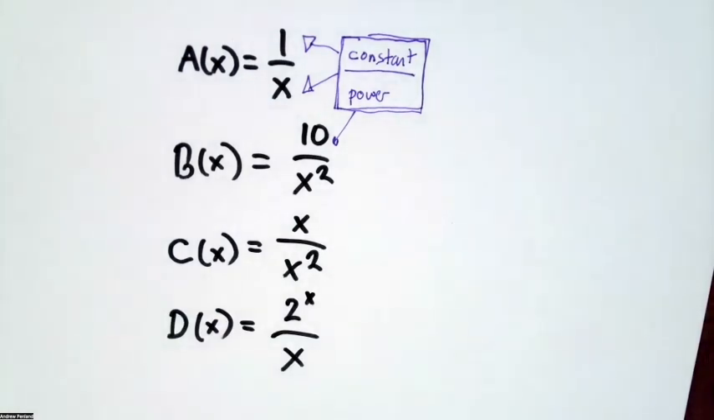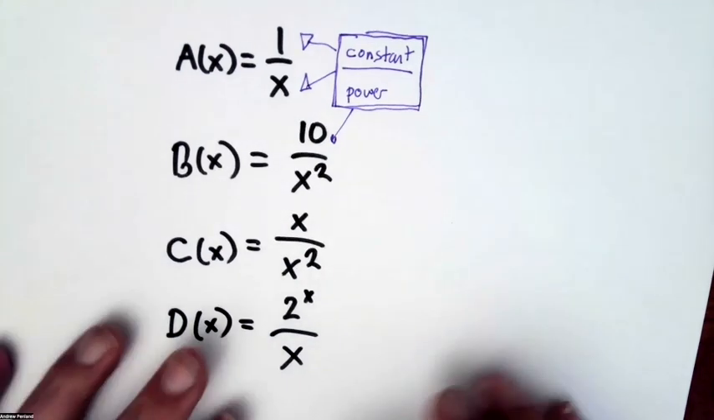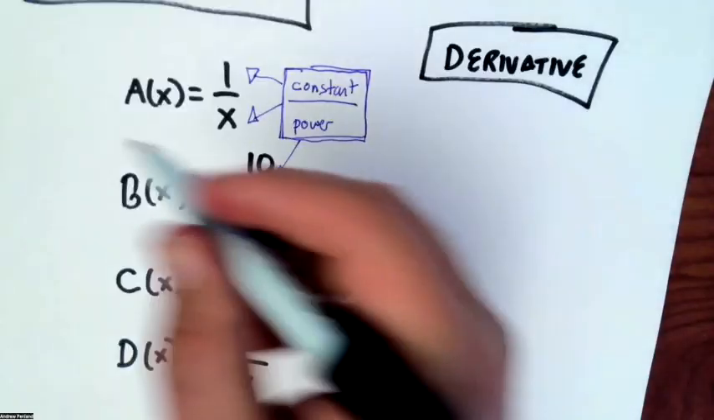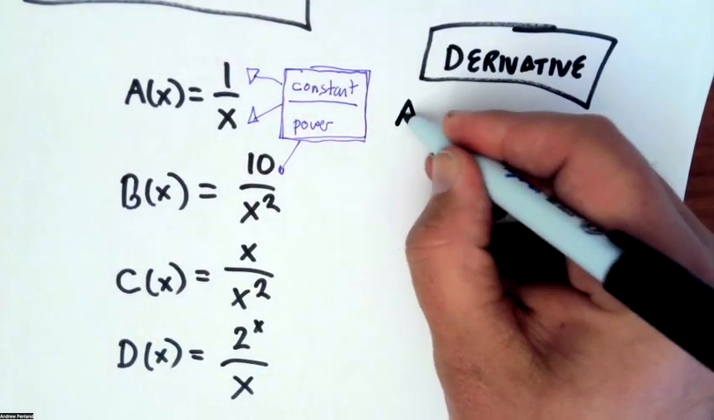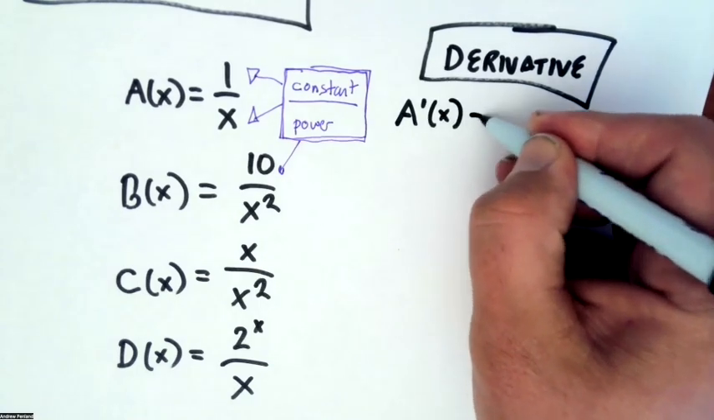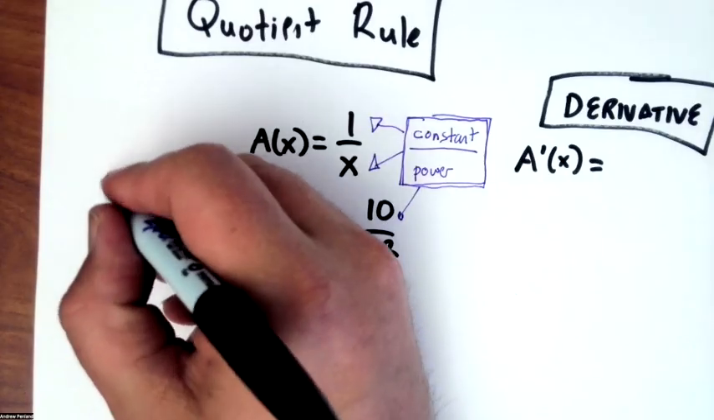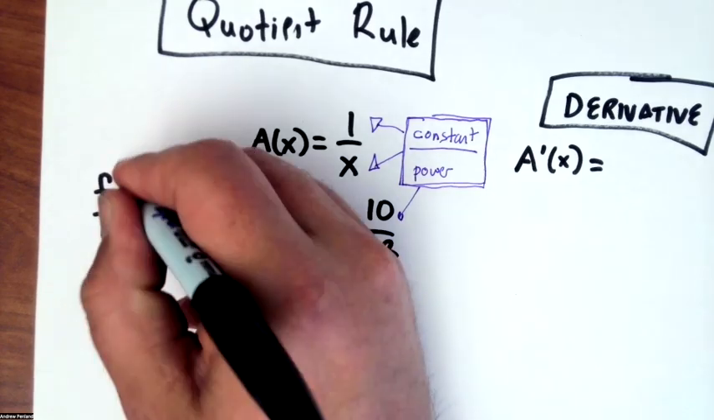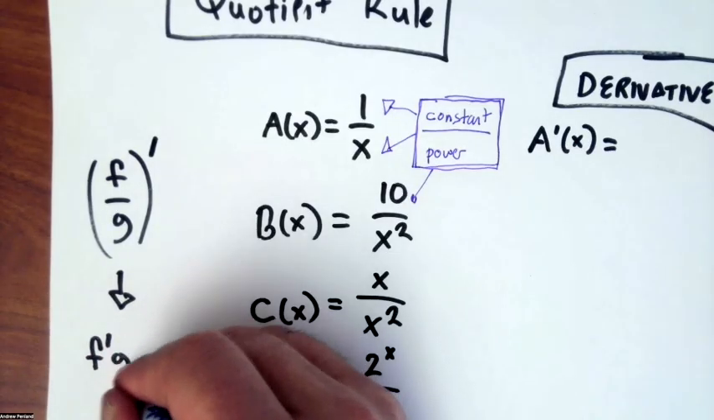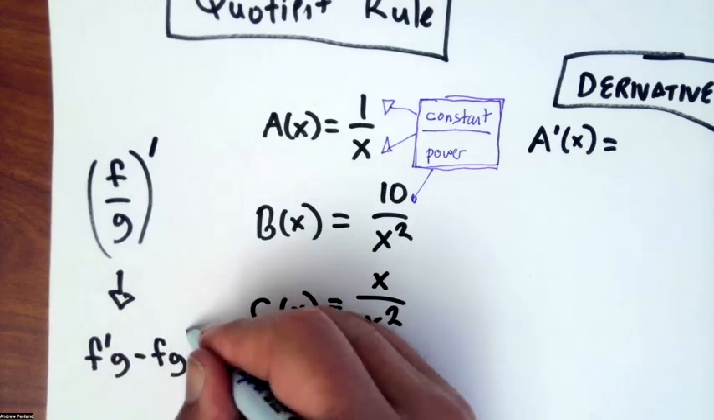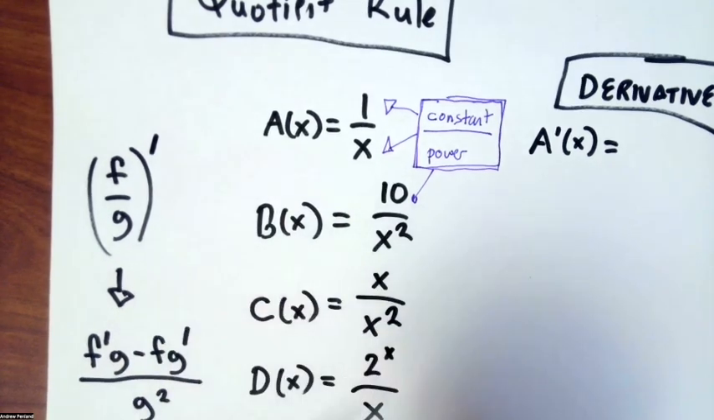So if we wanted to do quotient rule, we could just say, all right, now I'm going to do these derivative calculations, and I want to take the derivative of a of x equals 1 over x. So how would I do that? I'm going to calculate a prime of x. Can you walk me through the quotient rule pattern real quick? If you have f over g and you take the derivative, then that derivative is going to be f prime g minus f g prime all over g squared.